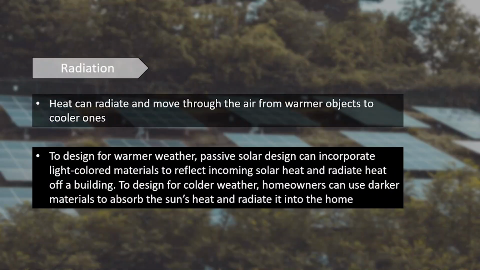If I talk about radiation, about this heating and cooling, then heat can radiate and move through the air from a warmer object to a cooler one. To design for warmer weather, passive solar design can incorporate light colored material to reflect incoming solar heat and radiate heat out of a building. To design for colder weather, homeowners can use darker material to absorb the sun's heat and radiate it into the home.